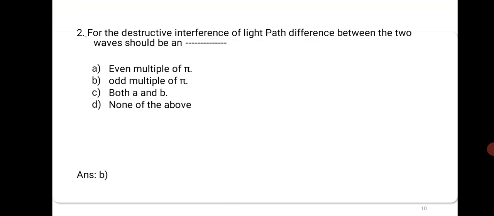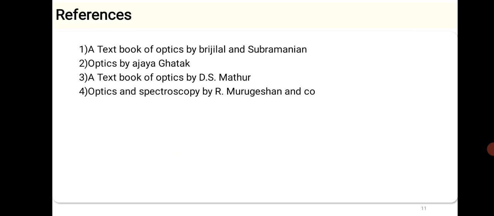Second question. For the destructive interference of light, the path difference between the two waves should be what? Option A, even multiple of pi. B, odd multiple of pi. Option C, both A and B. Option D, none of the above. For destructive interference, we know that the phase difference between the two waves should be an odd multiple of pi. Therefore, the answer is option B. Okay, thank you for listening.